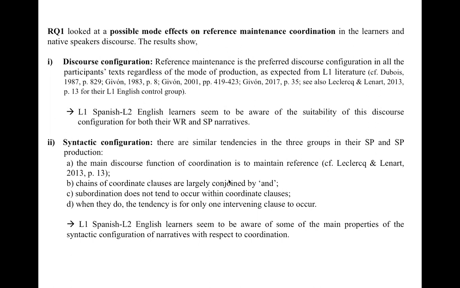In terms of the syntactic configuration of our participant tests, there are a number of similarities. The main function of coordination is to maintain the reference, and learners are aware of this as well. The chains of coordinate clauses are largely conjoined by and. Subordination does not tend to occur within coordinate clauses. This is the same for all the different batches. And when there is intervening subordination, the tendency is just for one intervening clause to occur.